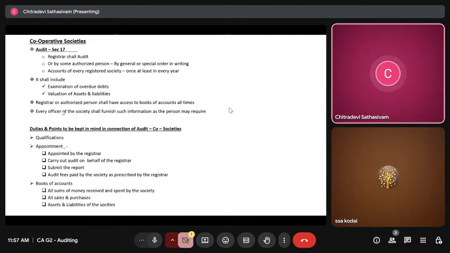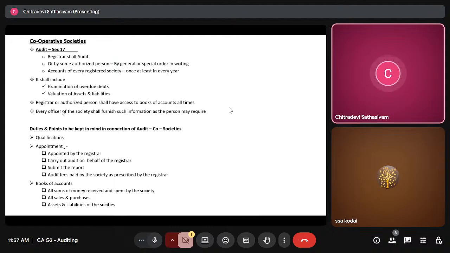Then the person can be appointed. Is he to be qualified or not? The appointment is done by the registrar to carry out the audit on behalf of the registrar, and then finally he will submit the report. Audit fees should be prescribed by the registrar only and paid out accordingly. Sometimes in the 2 mark questions, these are the areas where questions can come up for you.